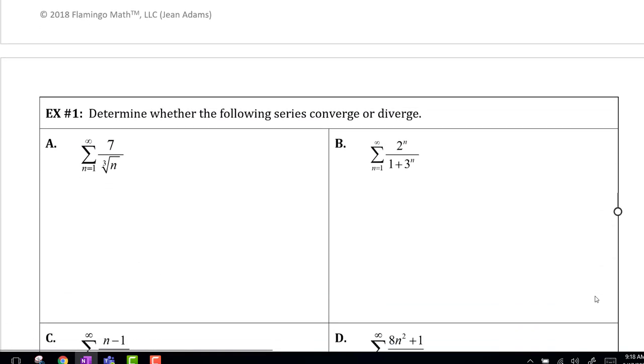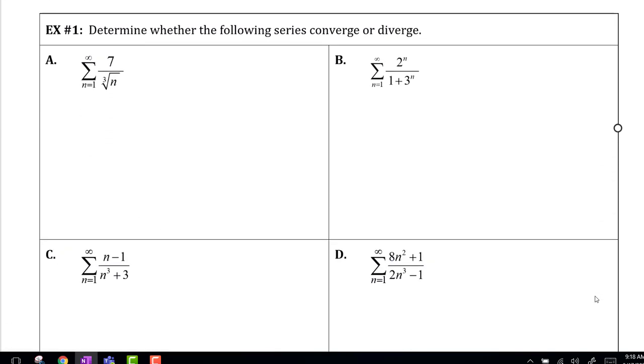So that's what we're going to do now. We're going to look at some different series that are a little more complicated than we've been looking at and see whether they converge or diverge. In example 1, we're going to determine whether the following series converge or diverge by using the direct comparison test. For letter A, notice that this looks a lot like 1 over n to the 1/3, so I'm going to compare it to that series.